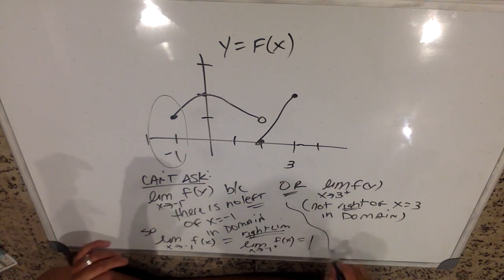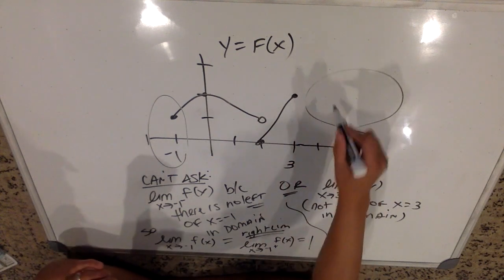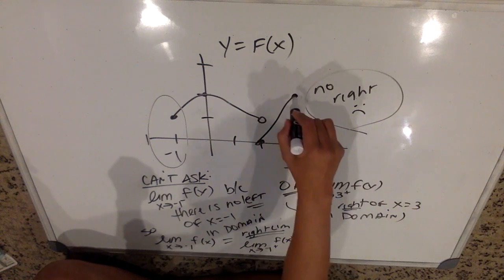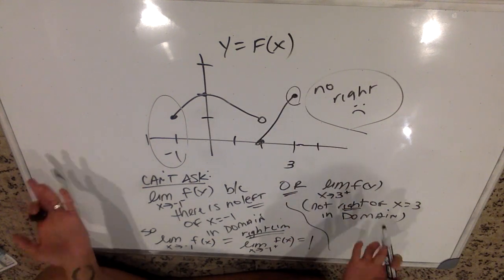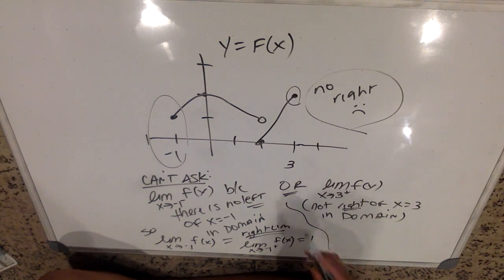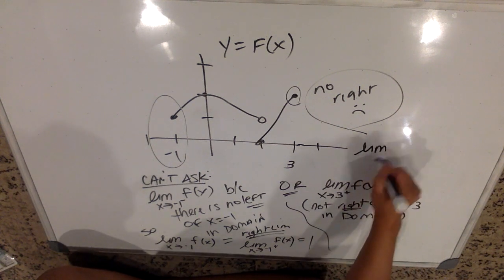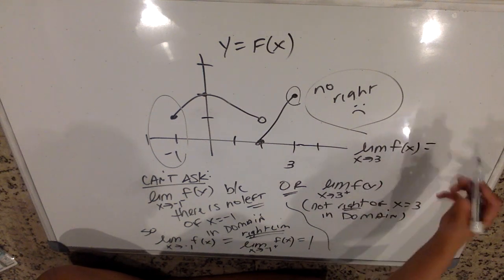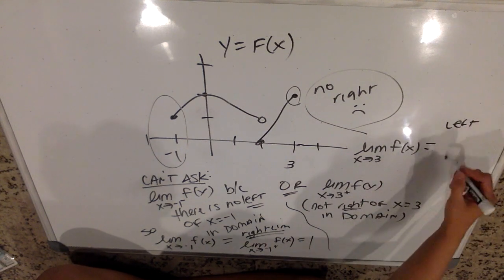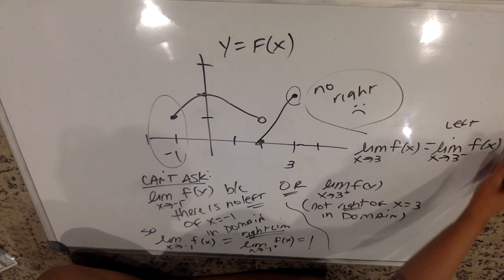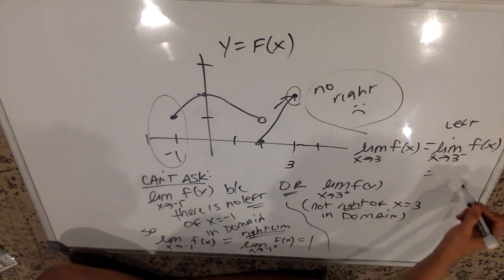The same thing would be true over here. There is no right of this spot. So here, the double-sided limit at x equals 3 would be equal to the left limit only. So for example, in this particular case, the limit as x approaches 3 of f of x, the double-sided limit, would just be the same as the left limit because there is no right. So you can't compare the left and right limits. You just have to make it the same as the left limit, which is a 2.